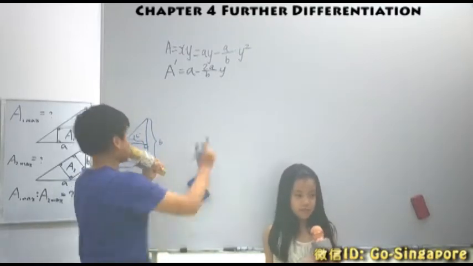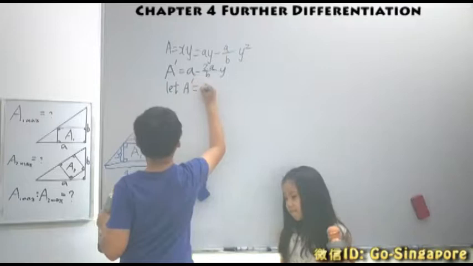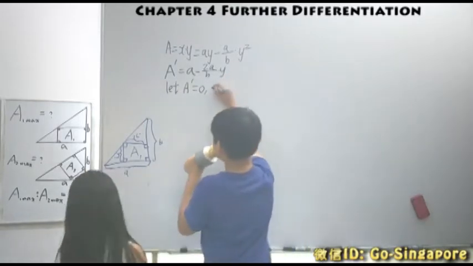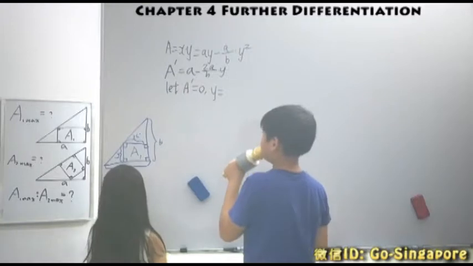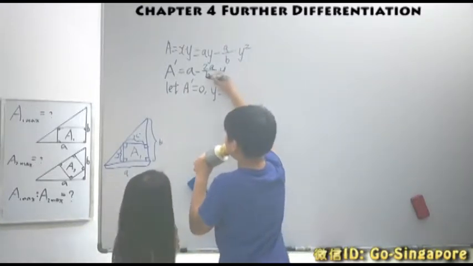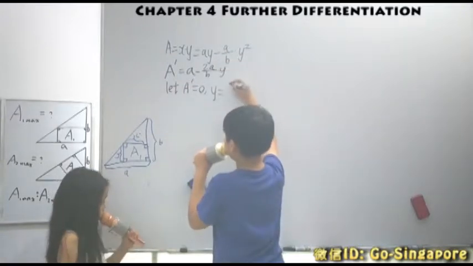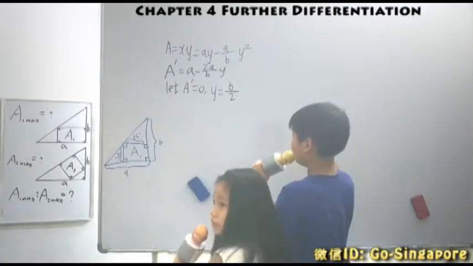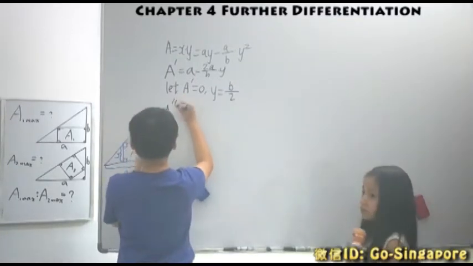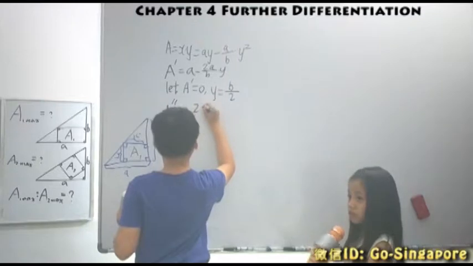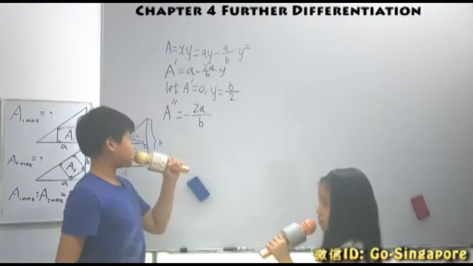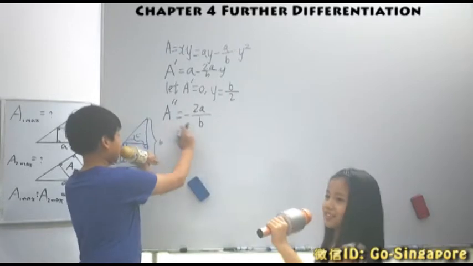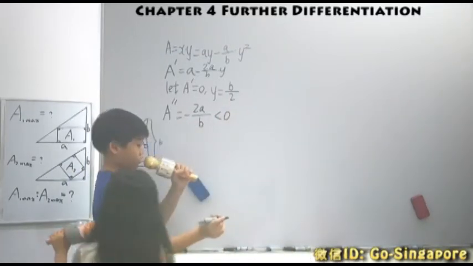Now we let the first derivative be 0. What should Y be? Since here's only A and here's only A, we need B over 2. Now we find the second derivative. This will be negative 2A over B, and this is smaller than 0.